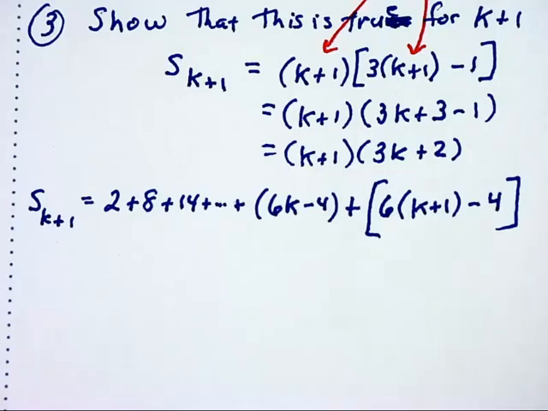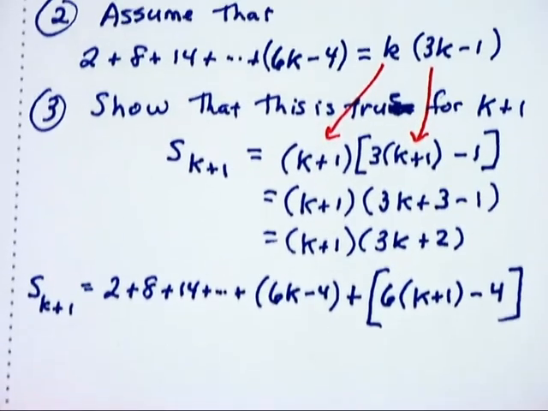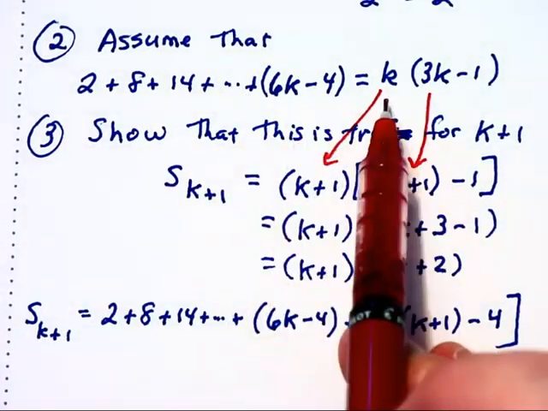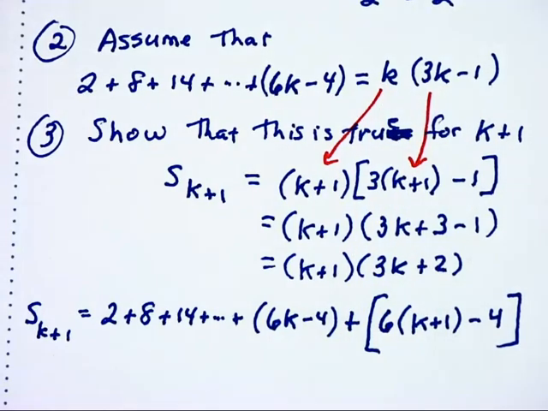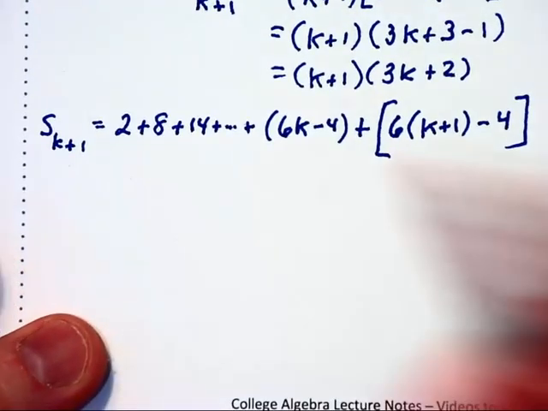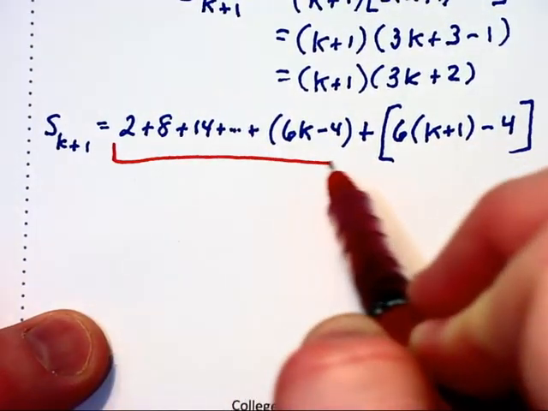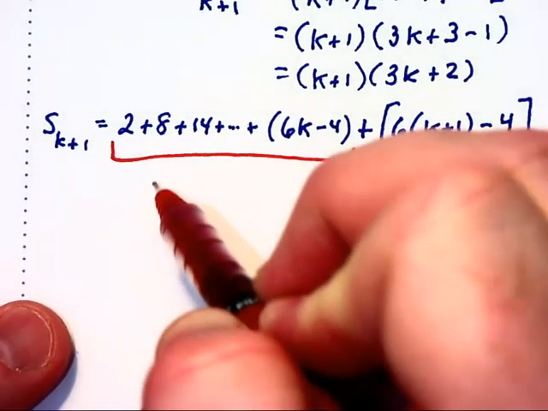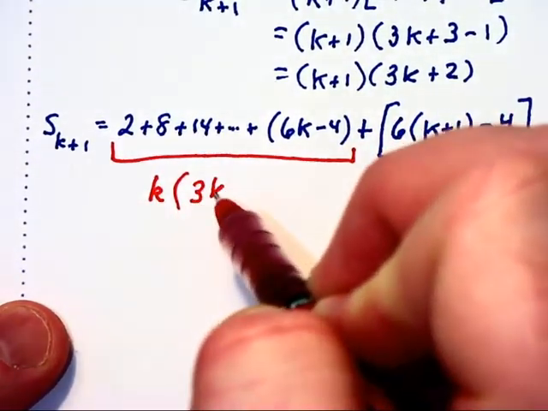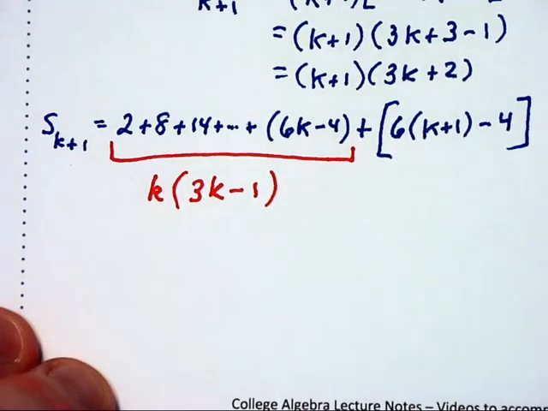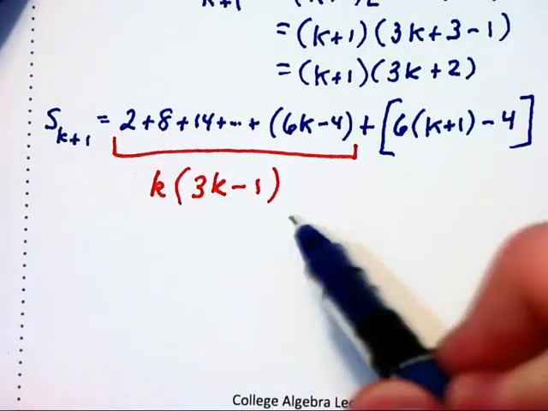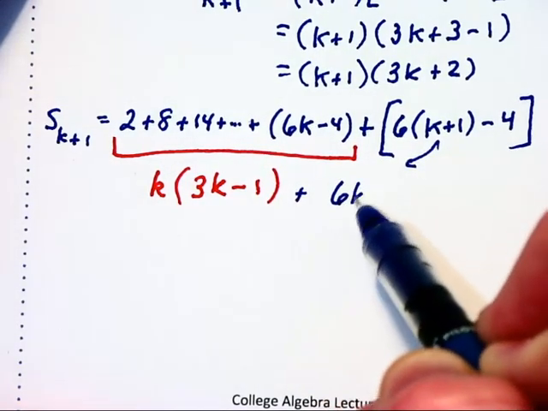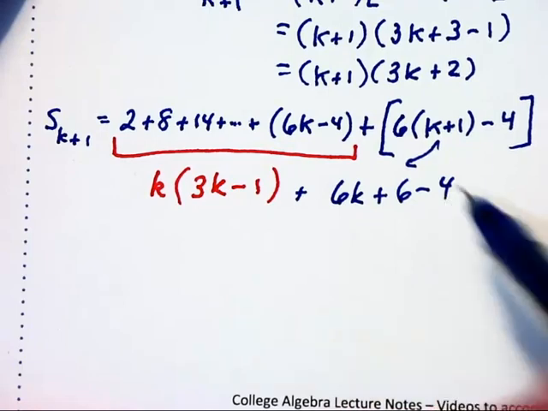Now, we have already assumed up above that from 2 up to 6k minus 4 adds up to k times (3k minus 1). In other words, down below here, we know that everything I've just drawn a red line under adds up to k times (3k minus 1). All we're doing now is adding on the k plus first term, which is what we have here, which becomes 6k plus 6 minus 4.